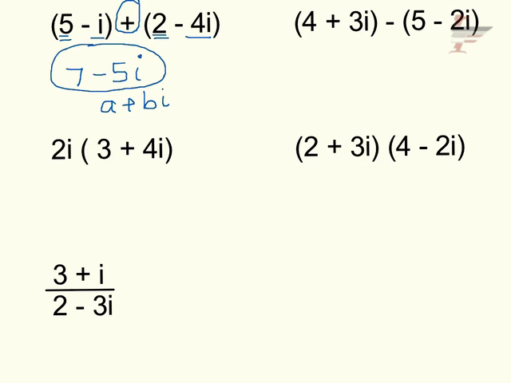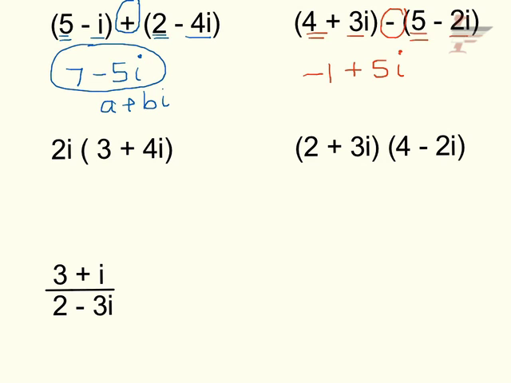The second problem is subtraction, and I know that because it has a subtraction sign in between them. So subtract the real parts. 4 minus 5 is negative 1. And the imaginary parts, be real careful with this. 3i minus a negative 2i, so remind yourself minus a negative is really plus. So I really have 3i plus 2i, which is 5i.